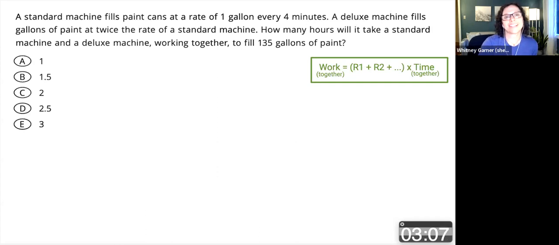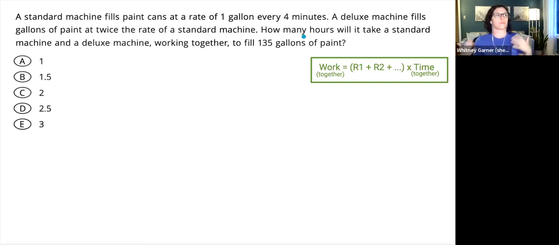All right, if you haven't gotten an answer in, definitely do. Okay, so let's set this thing up. I know my formula. Generally, when I see two or more things working together but their rates are different, I always write the formula on my page first. So I'd write W equals R1 plus R2. There's only two things, so close parentheses, times 10. And I might take a minute to figure out what my rates are.